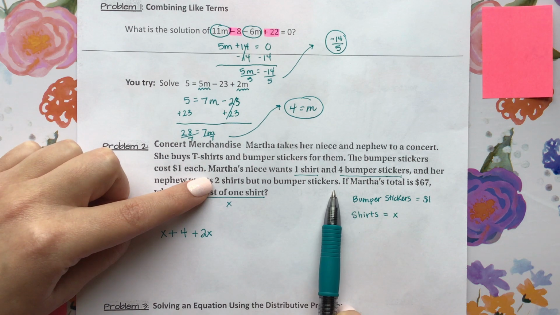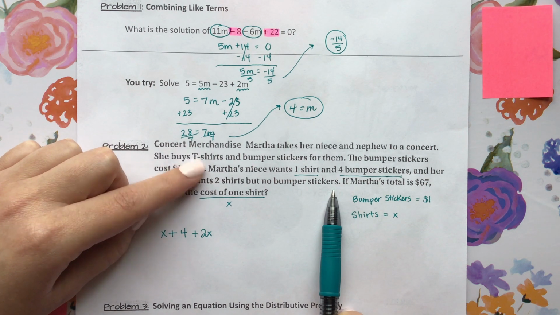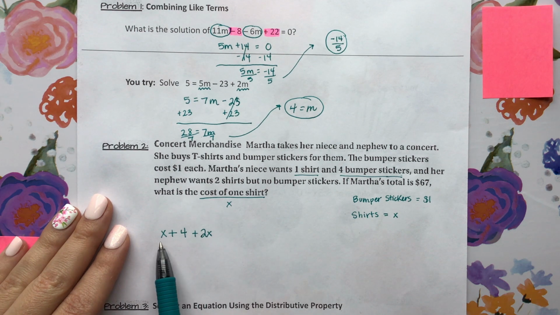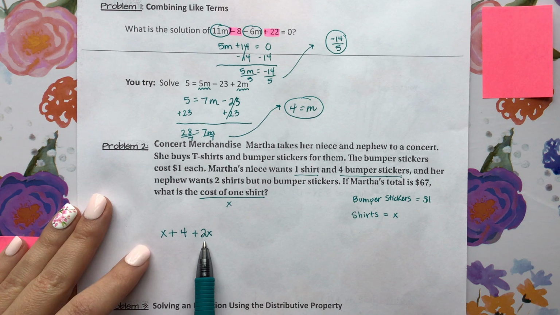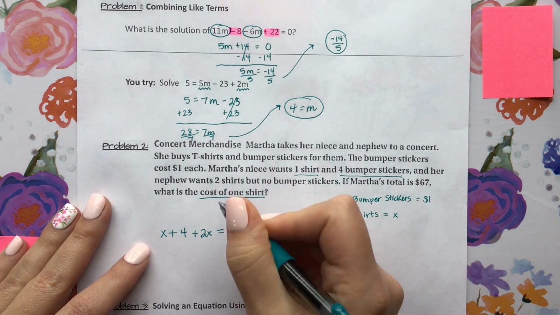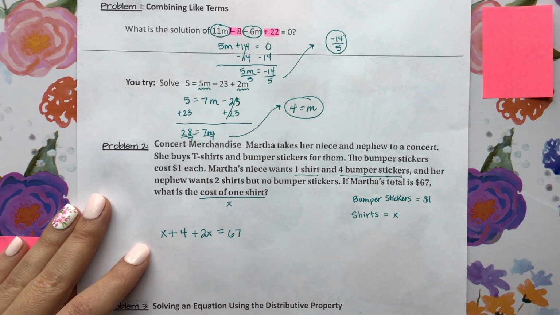But no bumper stickers. So we could write in a 0 if we wanted to, or we can just leave it plain. So these are all of her costs. The cost of a shirt plus 4 bumper stickers plus the cost of 2 more shirts. All of that added up is going to get me the total, which is $67.